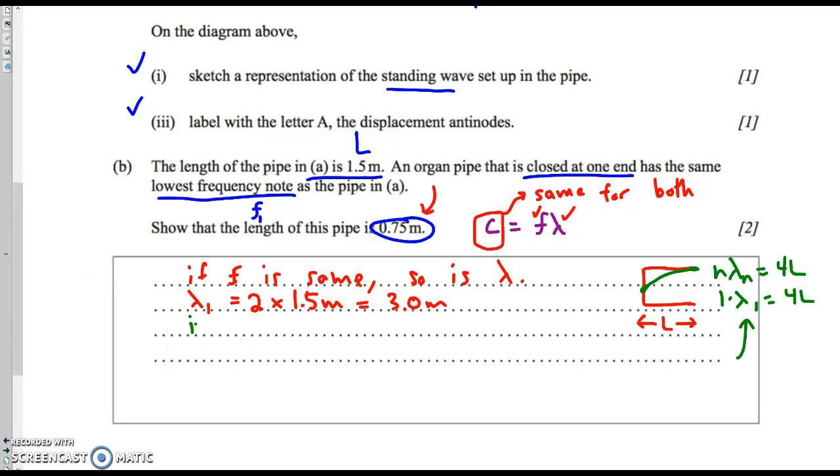So we say in the second pipe, lambda 1 is equal to 4L. And so 3 meters equals 4L, and L then is 3 over 4, which is 0.75 meters.